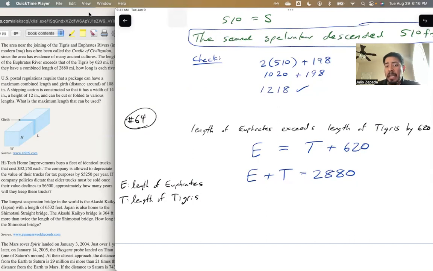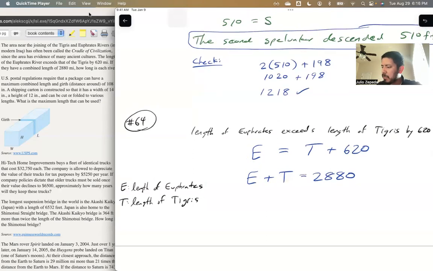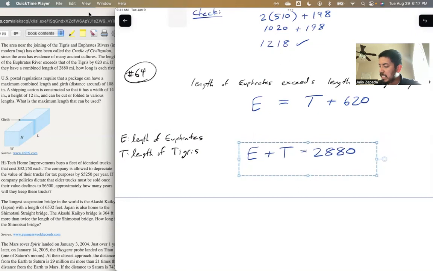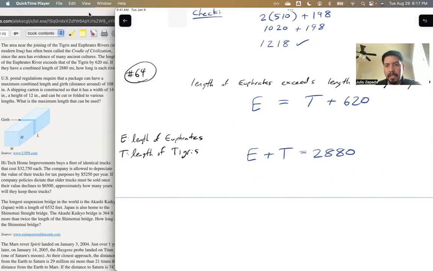Okay, so this would be a very good problem to do substitution method for, since one of the variables is already solved for. But since we already did the substitution method on the previous problem, I'll do another method for this one. And that other method is called the addition or elimination method.